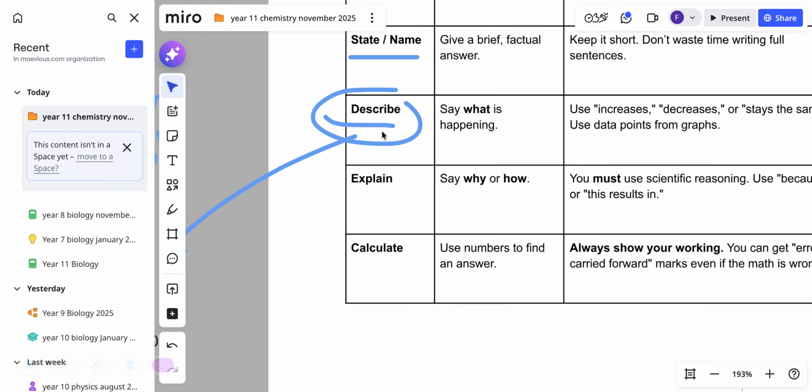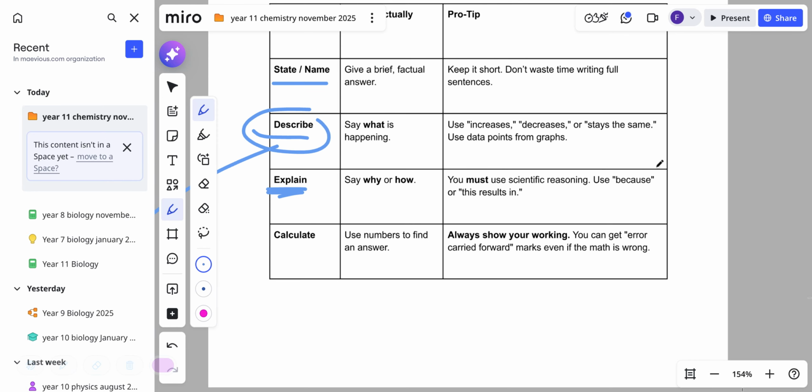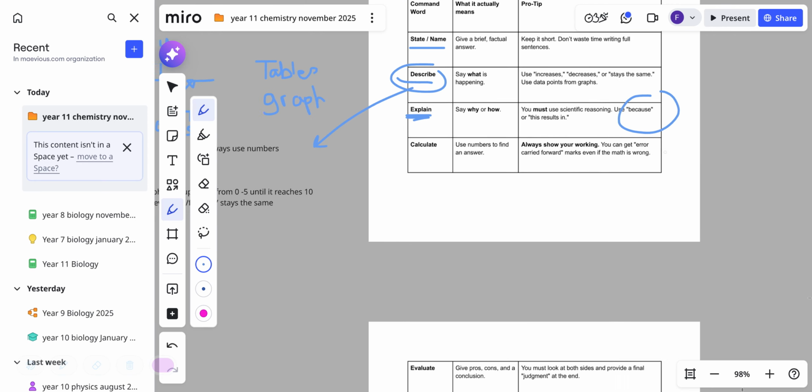Now, explain. The way that I'll mark explain questions, you must have the word because in there. You're telling me why it happens.